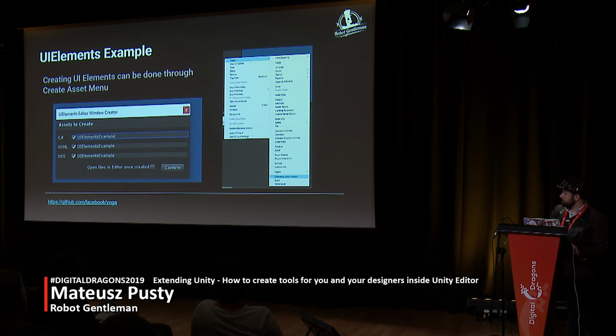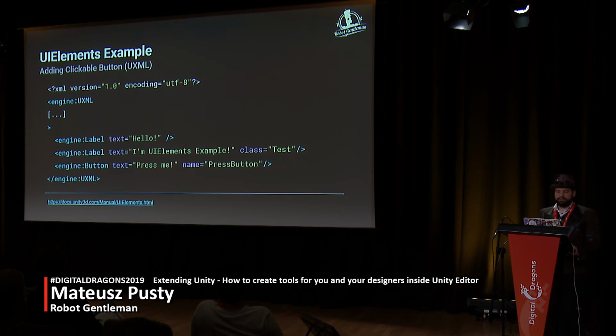You can create a UIElements example through UIElements Editor Window Creator. It automatically creates your working editor window with C#, UXML, and USS class. And after creating it, the XML file can look like this. I have added 2 labels and a button for this example.